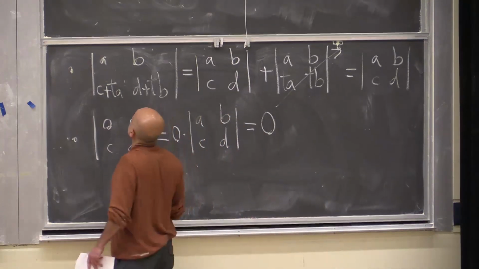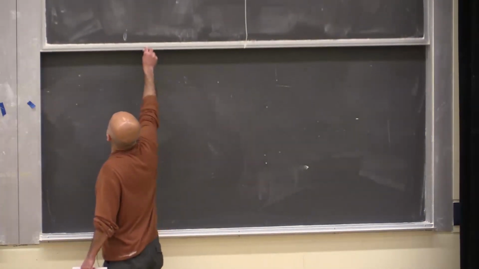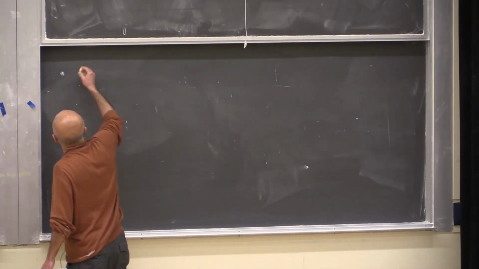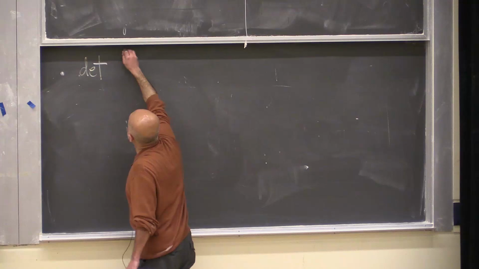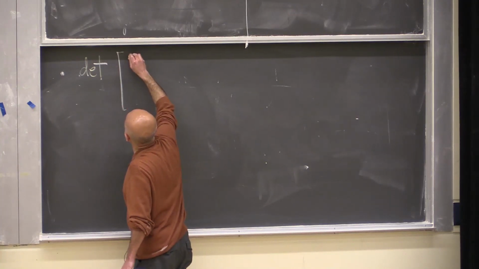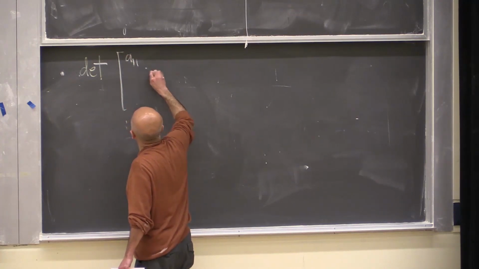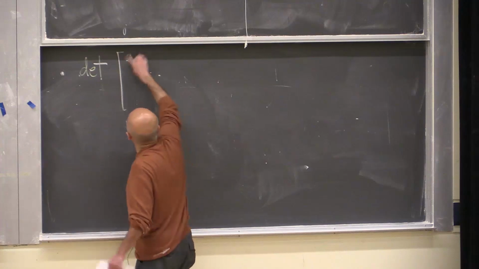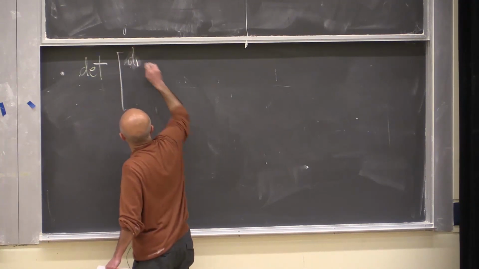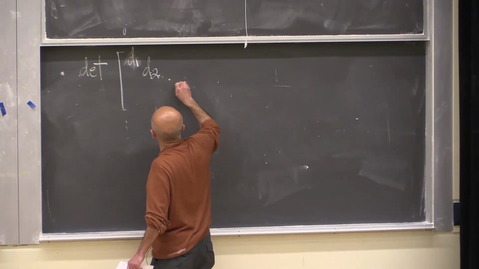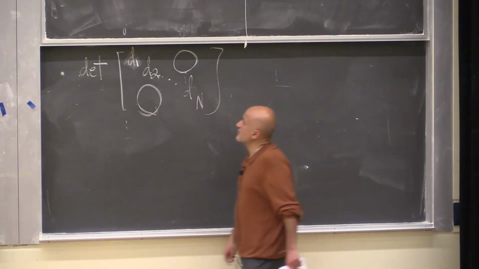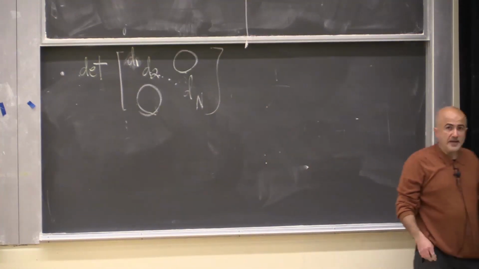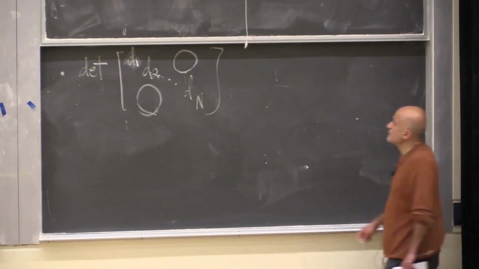Now we're getting warmer. The determinant of a diagonal matrix. Let's use just the first diagonal entry, second diagonal entry, third diagonal entry. So everything is 0 except the diagonal entries. What do you think this will be?